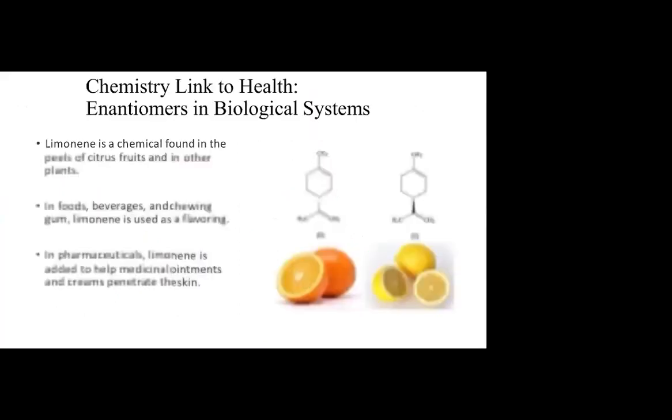One more thing about chirality. It is important in biological systems, okay? Let me give you guys at least 2 examples so we can see how chirality can actually give things different properties. Here we have the structure of limonene. Limonene is a chemical compound that is present in the peels of citrus fruits and is also present in plants. Limonene is utilized in foods, beverages, and even chewing gum because of the flavor that it has.